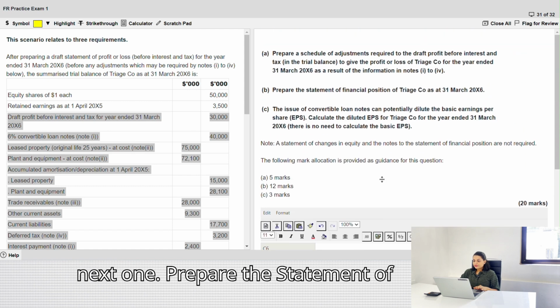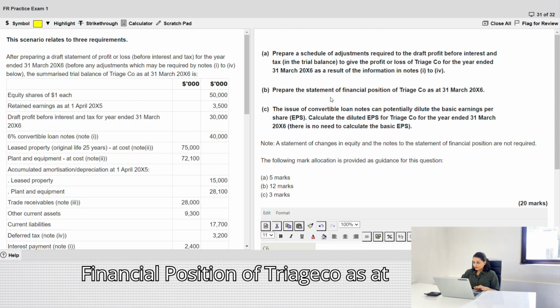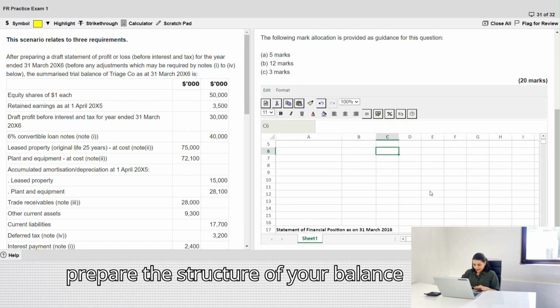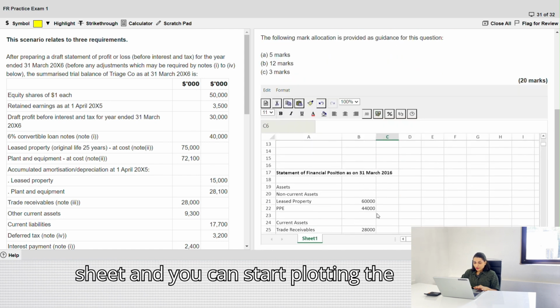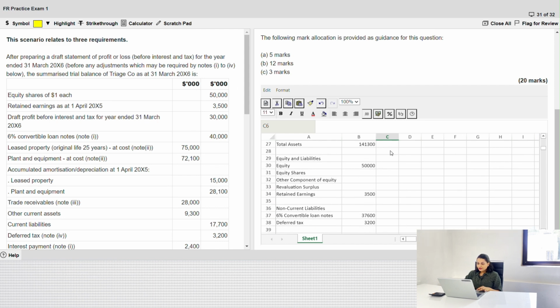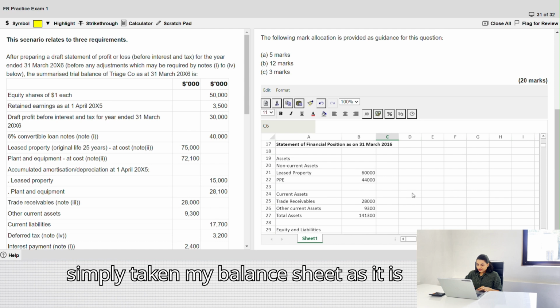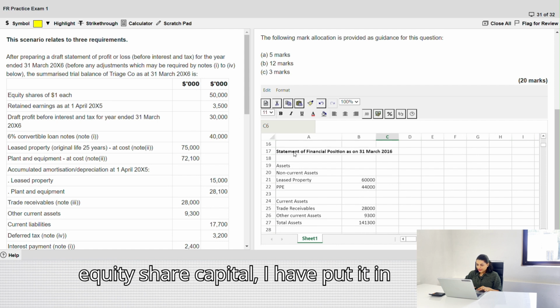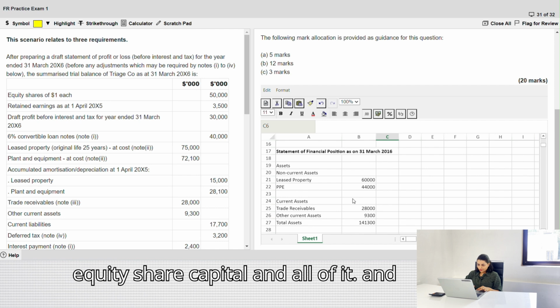Then the next one, prepare the statement of financial position of Triage Co as at 31st March 2016. Now for this, again prepare the structure of your balance sheet and you can start plotting the figures as given in the question. So that's what I have done here. I have simply taken my balance sheet as it is and I have plotted all the figures. So equity share capital, I have put it in equity share capital and all of it.